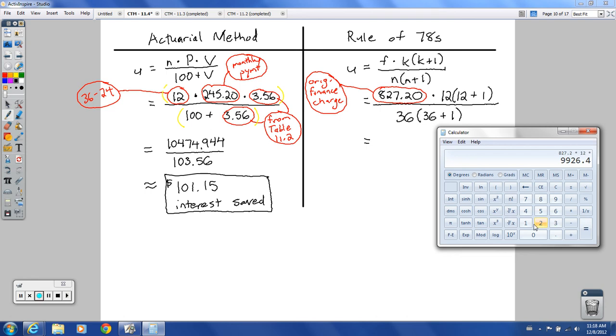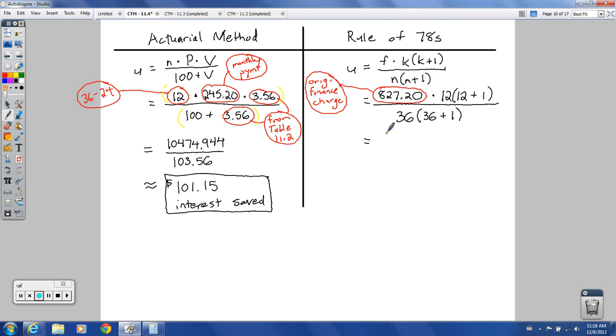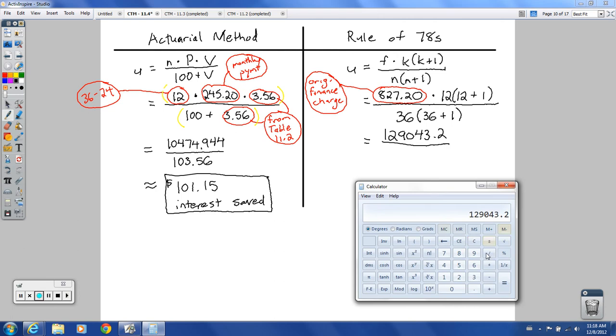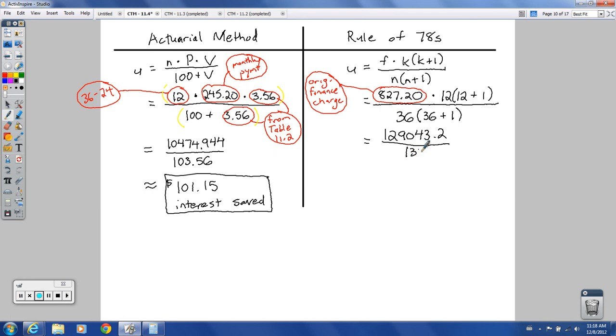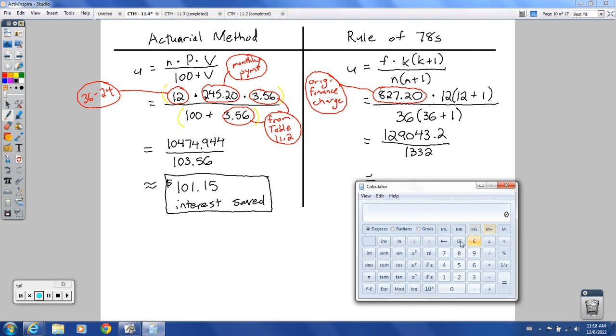So we got 12 times, that would be 12 plus 1 would be 13 in there. So on the top, this is our value, 129,043.2. On the bottom, you've got 36 times 37. 36 times 37 is 1,332. And so let's plug that into the calculator to finish up.